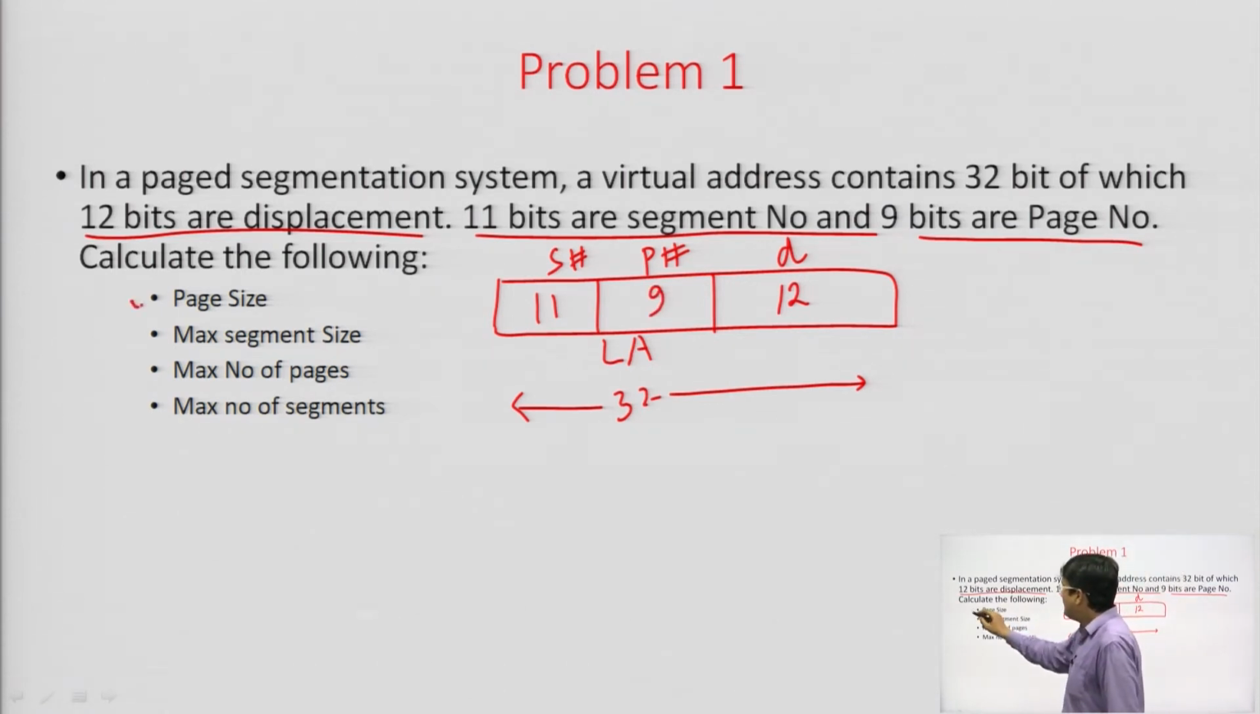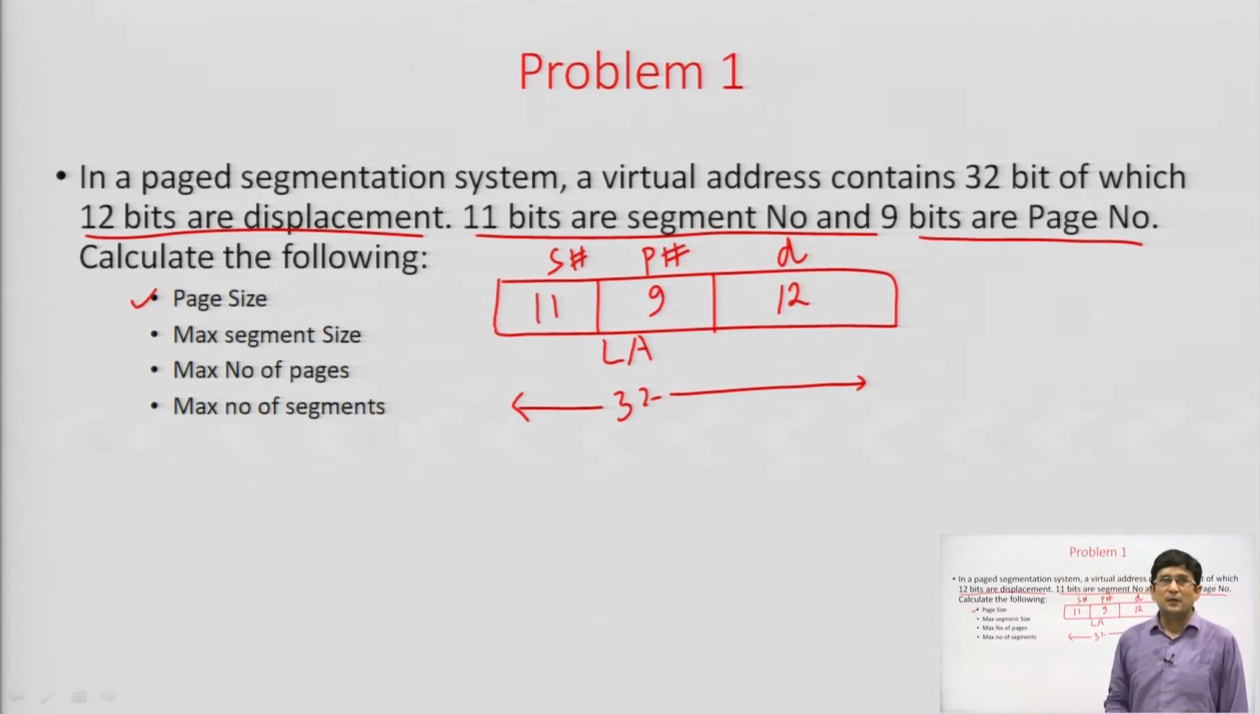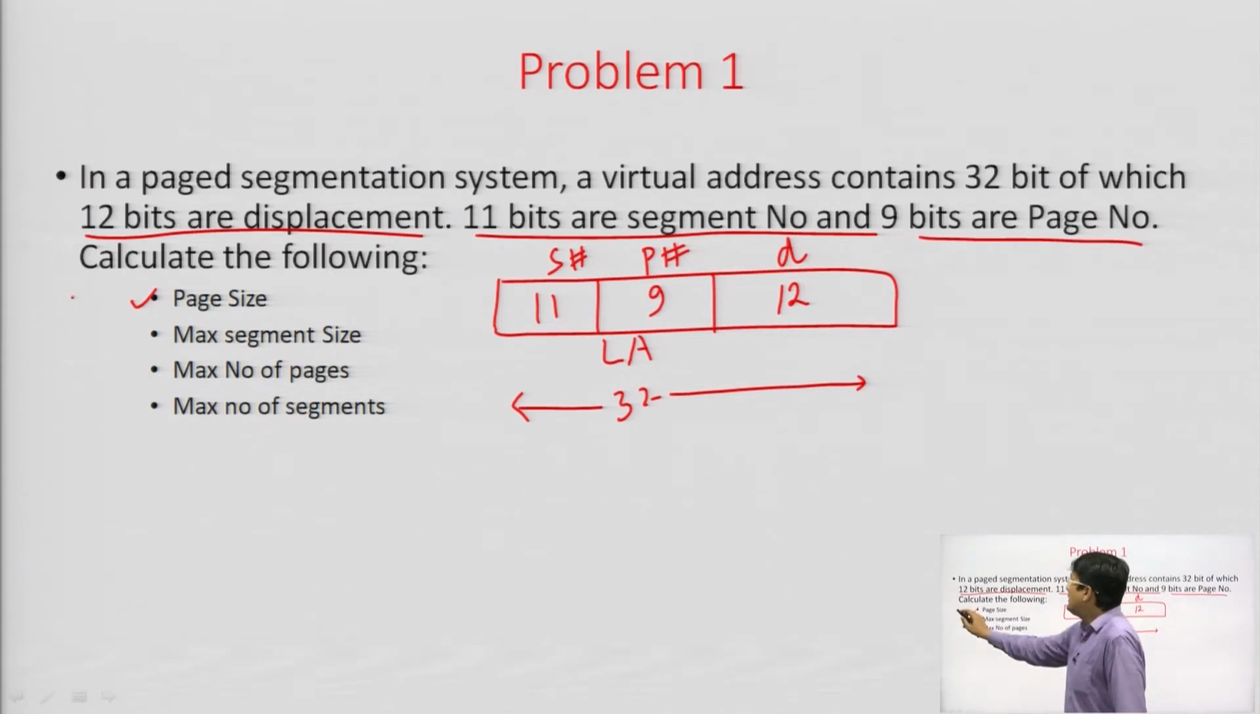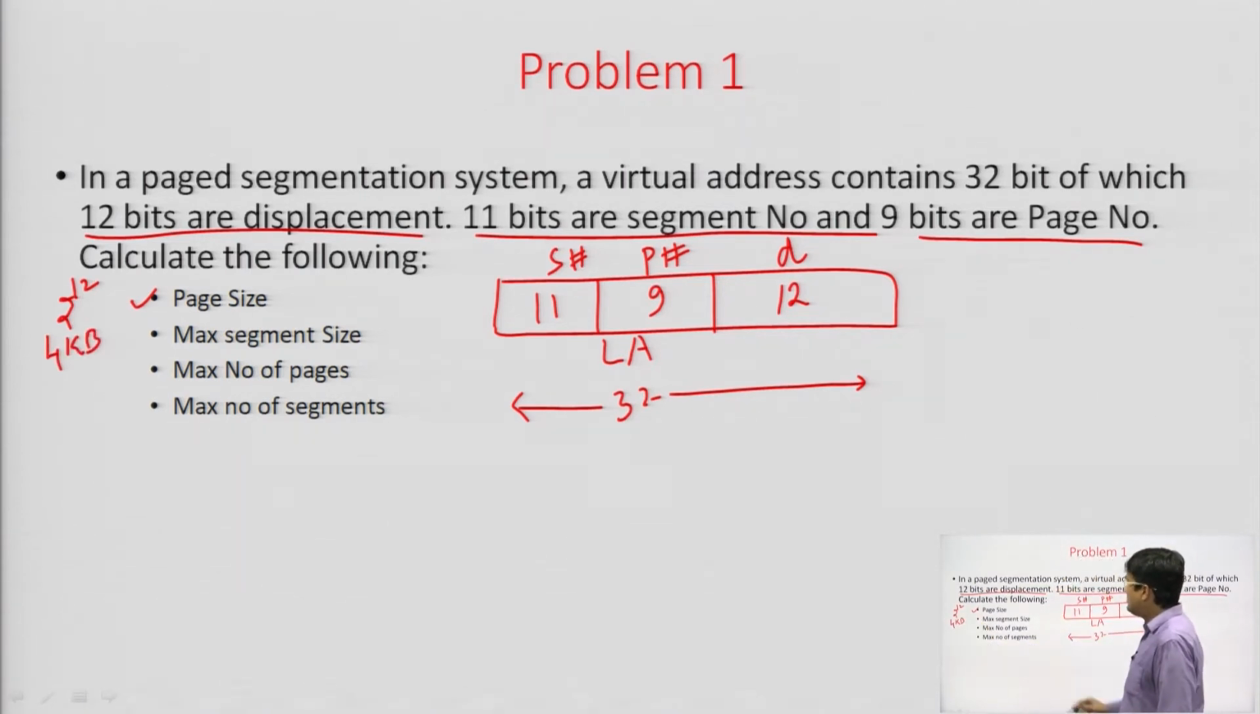What do we have to calculate? We have to calculate the page size. Obviously the offset will tell you this. So, the page size will be 2 raised to the power 12, which means 4 kilobytes. Now, what is the maximum segment size? I will go for this later, let us find some other things first. Maximum number of pages may be with respect to one segment, or with respect to the entire process. We will also go for this later.